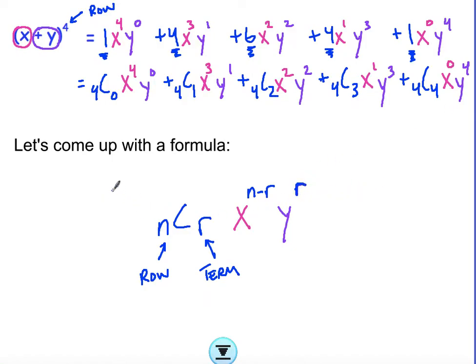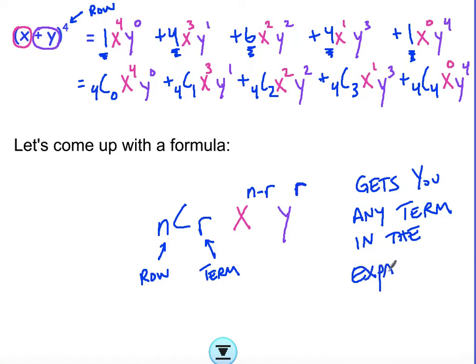All right, so this formula right here will get you any term in the expansion. So if I say, let's say I want the second term, I can use this formula and I can just go right to the second term. I would not have to write this whole thing out in order to find out what the second term is. So let me give you an example of that.